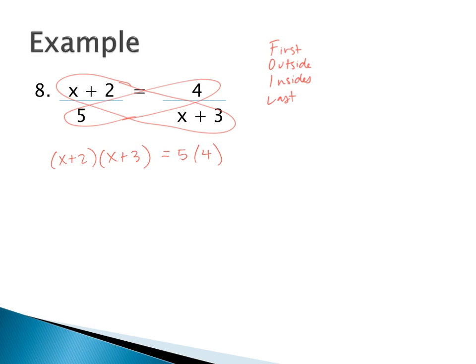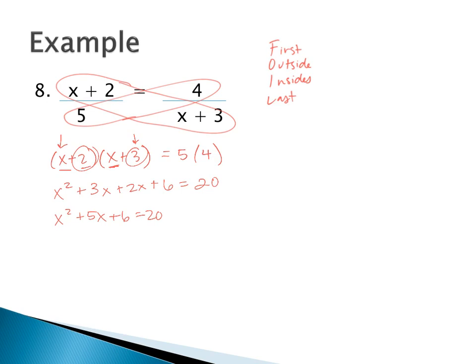So I'm going to use FOIL. If you multiply the firsts, it's x times x, so you get x squared. The outsides are the x and the 3, so we get 3x. The insides, 2 times x, so that's 2x. And the lasts are the 2 and the 3, so that's 6 if you multiply. On the right side, we have 5 times 4, which is 20. Now start combining your like terms. X squared plus 5x plus 6 equals 20.